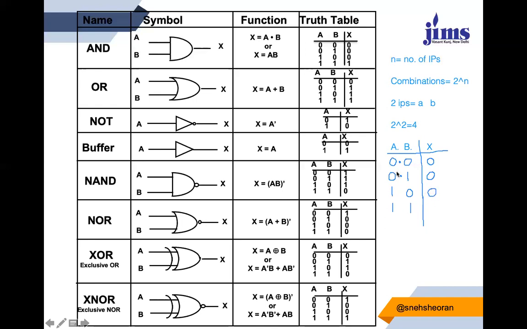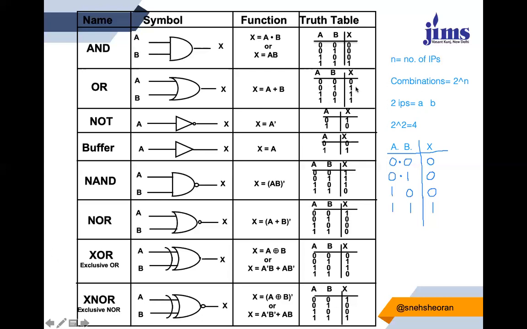And in the fourth case, A is 1 and B is 1, then X is going to be high. We can summarize: an AND gate is a logic gate in which the output is high when both the inputs are high. I'll repeat, an AND gate is a gate in which the output is high when both the inputs are high. In this fashion, we're going to form all the tables.